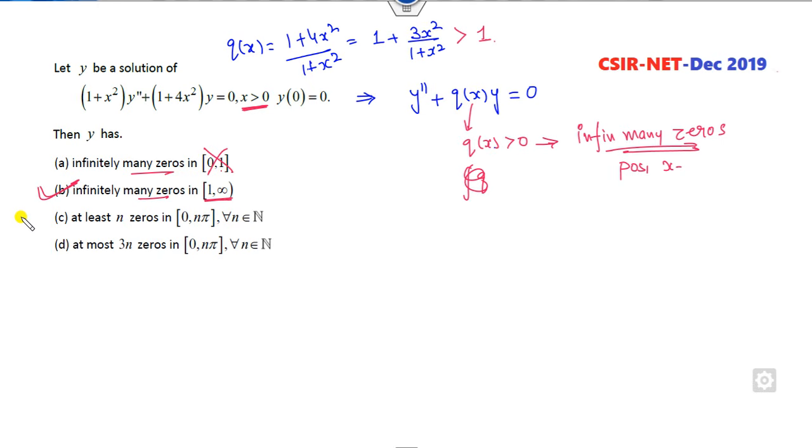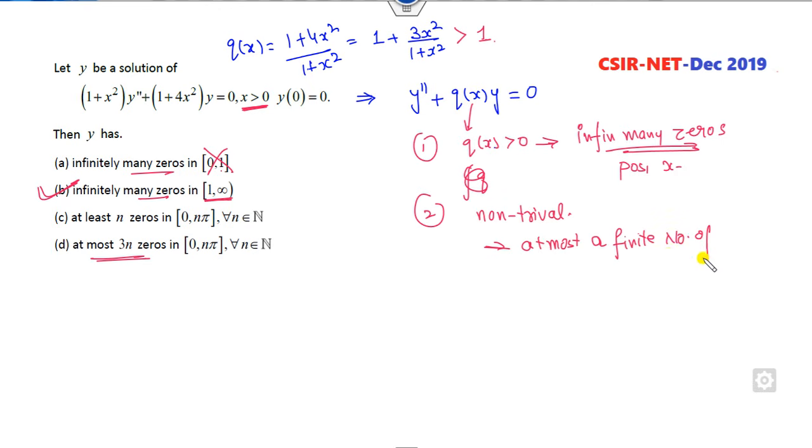Now the second option is whether it has at least or at most. Now the second tip for you, whenever we are talking about non-trivial solutions, then it has at most a finite number of zeros. It has a finite number of zeros on the closed interval a comma b. Now what you can do, these are closed intervals.